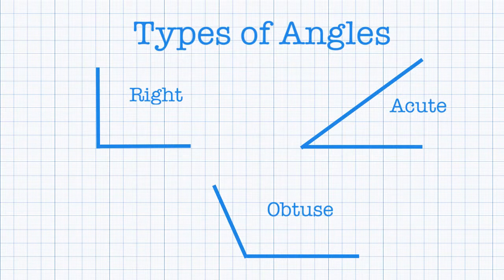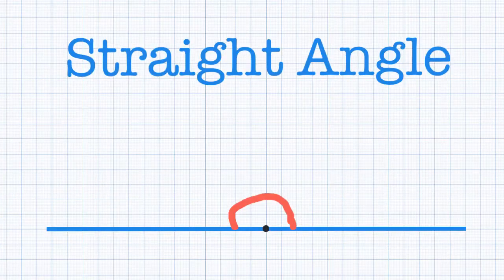So I've just got here the names of the angles just for your reference. So we've got the right angle, that's 90 degrees, the obtuse angle, that's more than 90 degrees, and an acute angle that is less than 90 degrees. And so the other type of angle is the straight angle. So a straight angle will always be 180 degrees. It's a straight line all the time.